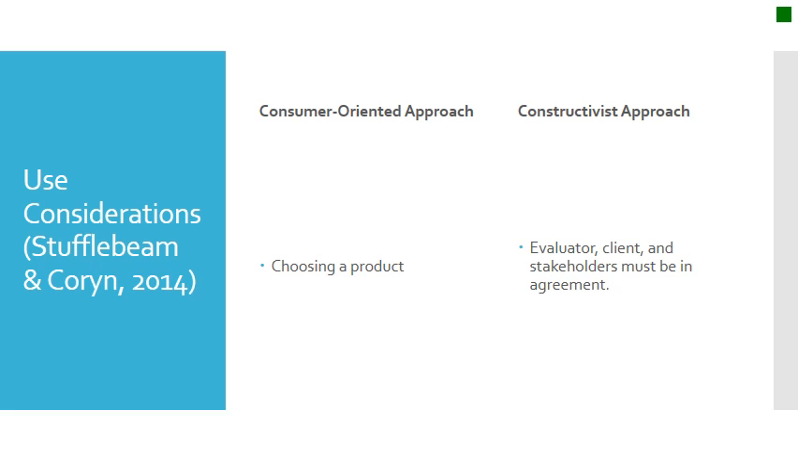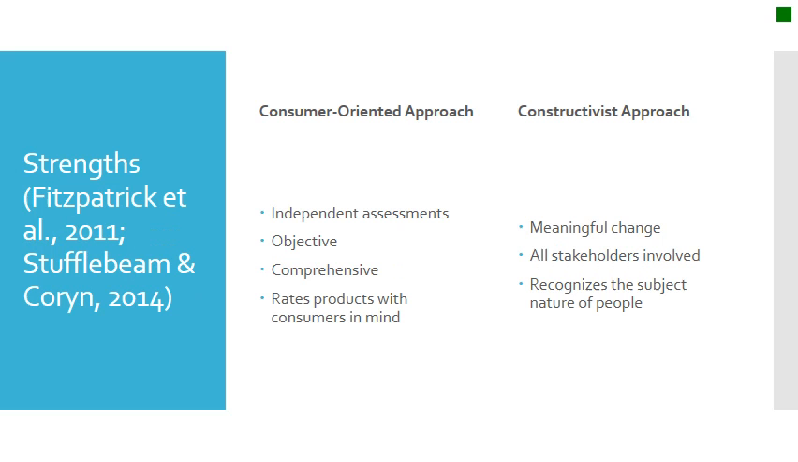The constructivist approach takes a different view. And because of the high value put on individual stakeholders, this evaluation style only works when all people understand and agree with the subjective nature of and are willing to be active participants in the process. The consumer-oriented approach uses independent evaluators that approach the evaluation process using objective measures to comprehensively assess the worth or value of a product. Evaluators should have the consumers in mind and should be looking out for their well-being. Unlike this approach, the constructivist recognizes the subjective nature of humans and embraces the varied viewpoints of all stakeholders.